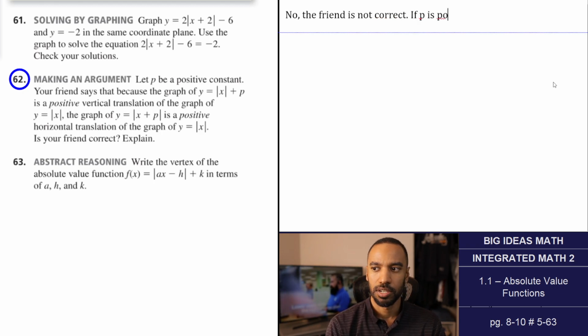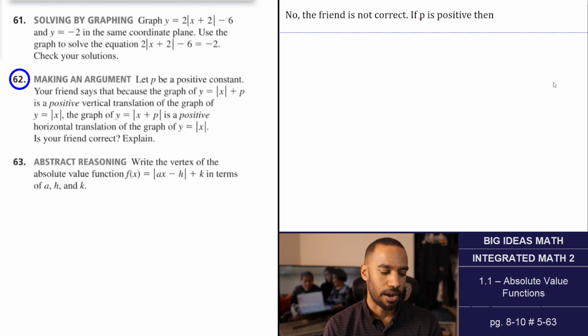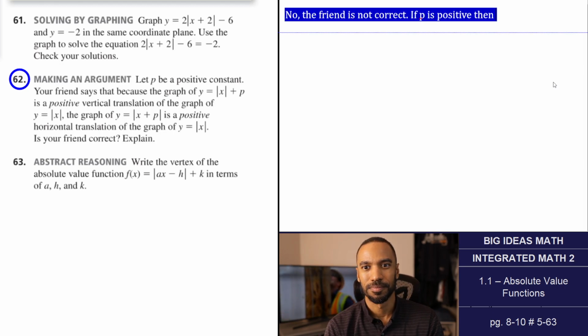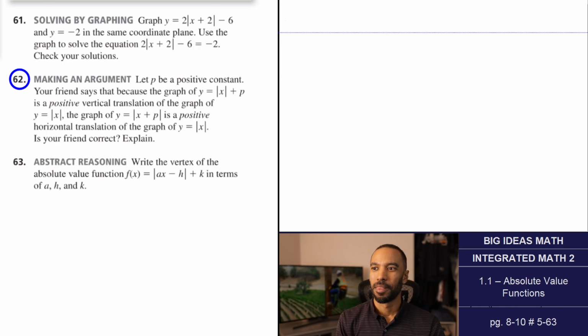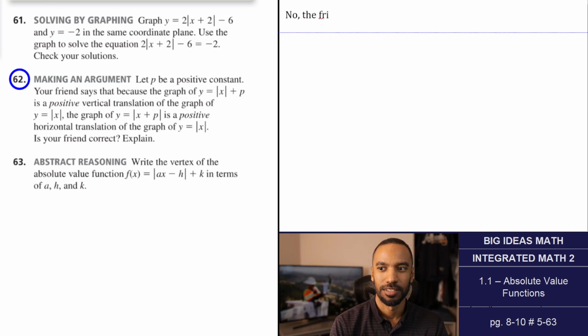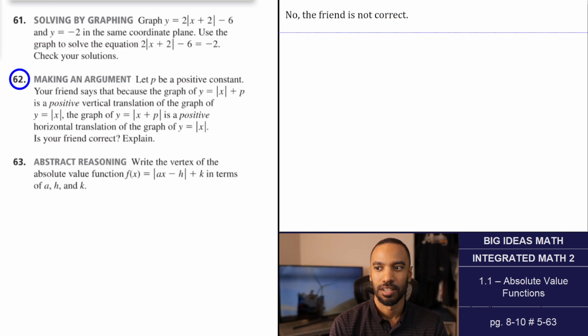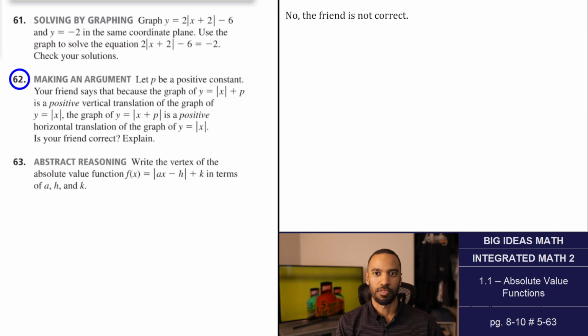If p is positive, then I don't know. I mean, okay. I'll just say it to you out loud. No, the friend is not correct. Okay, because you're not going to handwrite the rest of it, right?